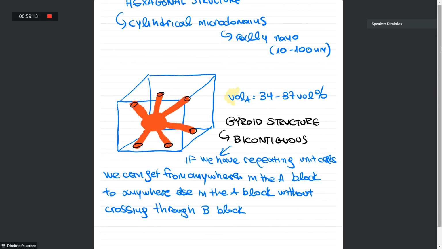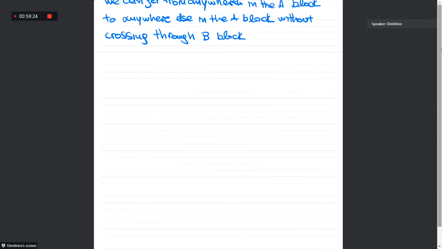Notice that it's only 3 to 4 volume percent in order to achieve this gyroidal structure. I notice that we're overrunning a bit, so I'll finish with the final morphology, and then we'll take a break. So the final morphology ranges from the volume of A block being in the range of, let's say, 38 to 50 volume percent.